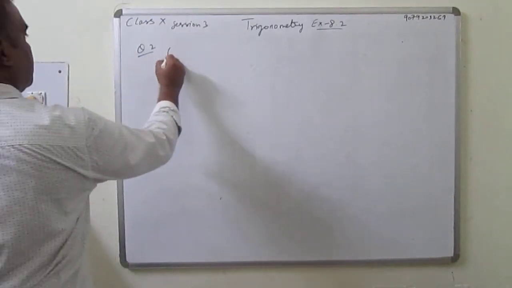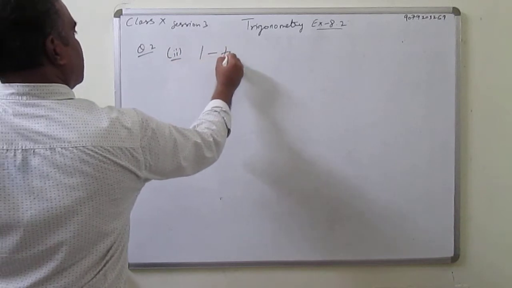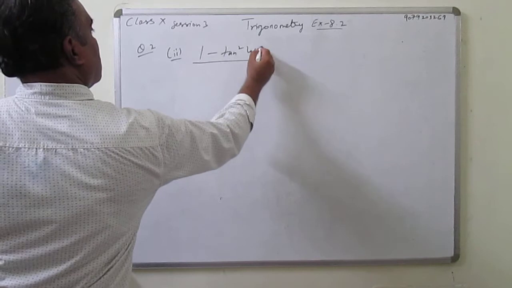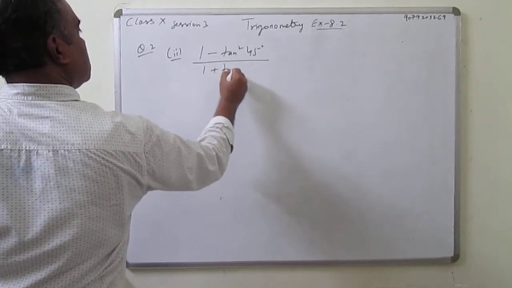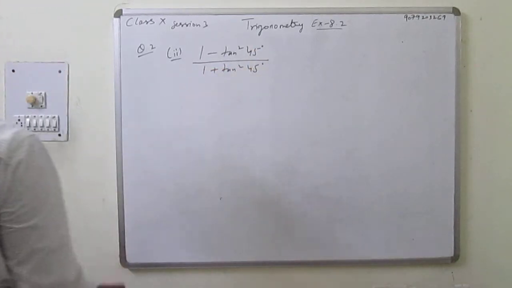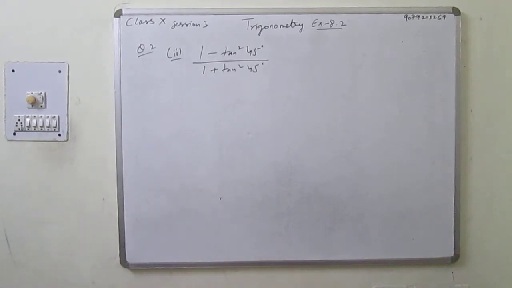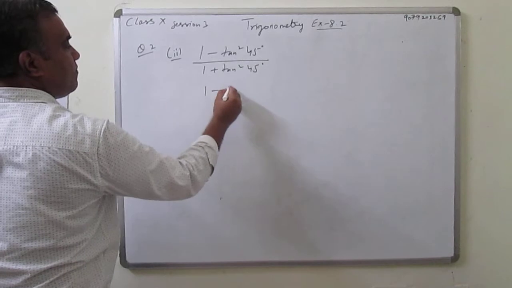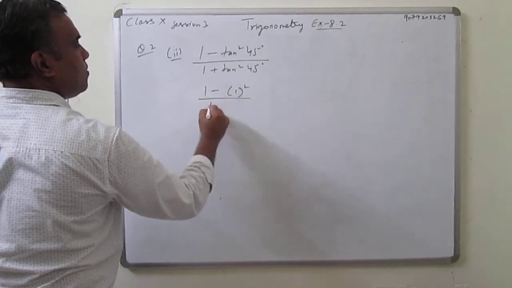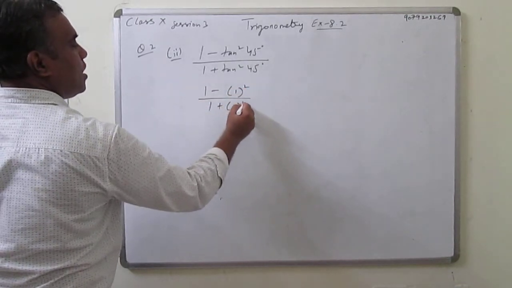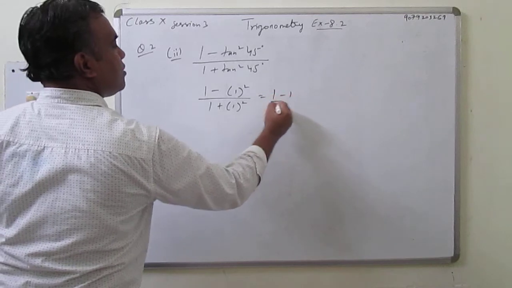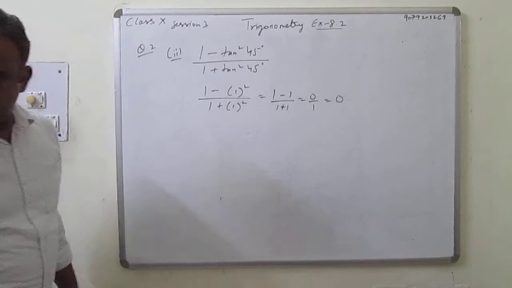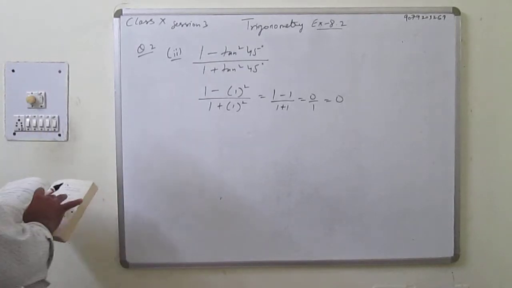Second part: 1 minus tan square 45 upon 1 plus tan square 45. Now putting the values, tan 45 is 1, so 1 square upon 1 plus 1 square. So it becomes 1 minus 1 upon 1 plus 1, 0 upon 2, which is 0. So it is which option? It is option D.